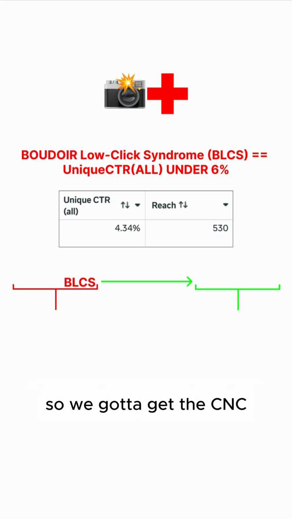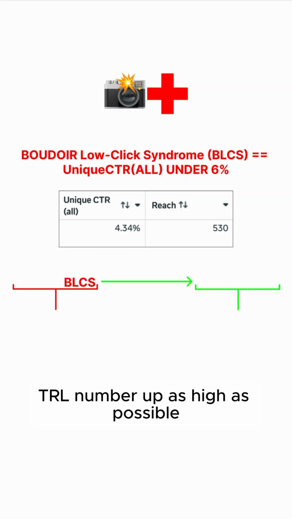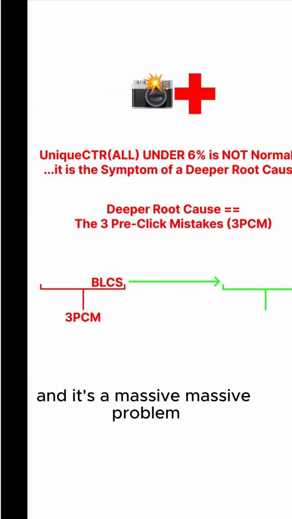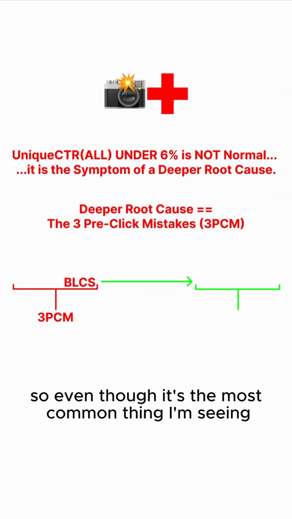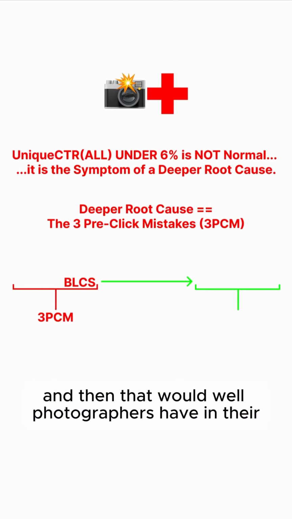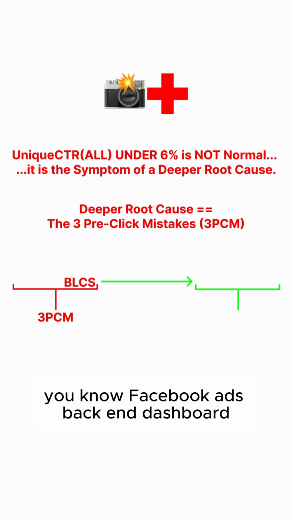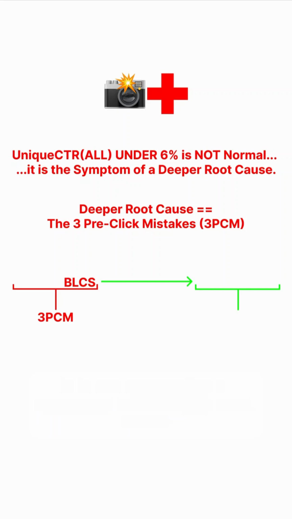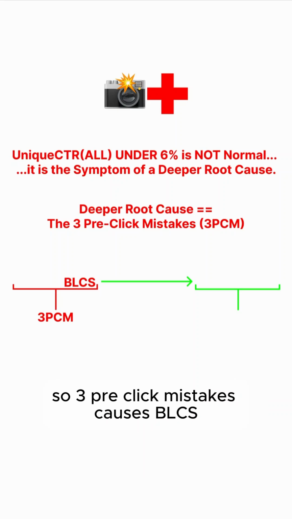So we've got to get this unique CTR all number up as high as possible, but under 6% is the most common thing I'm seeing, and it's a massive, massive problem. Even though it's the most common thing I'm seeing, and that Boudoir photographers have in their Facebook ads backend dashboard, it is not normal. It is the symptom of a deeper root cause. And that deeper root cause is the 3 pre-click mistakes. So 3 pre-click mistakes cause BLCS, aka Boudoir low click syndrome.